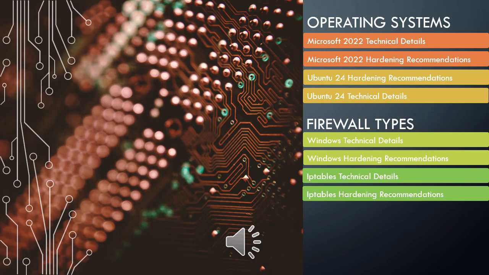For the presentation, this is the list of slides that I'll be talking about. Approximately 10 slides: Microsoft 2022 technical detail, Microsoft 2022 hardening recommendation, Ubuntu 24 hardening recommendation, Ubuntu 24 technical detail, and then we move on to firewalls. We have Windows technical detail, Windows hardening recommendation, iptables technical detail, and finally the iptables hardening recommendation.